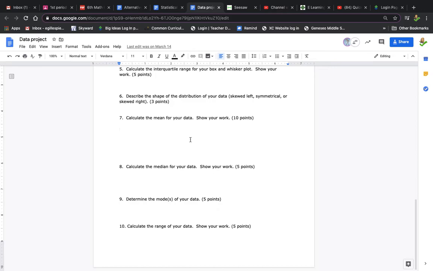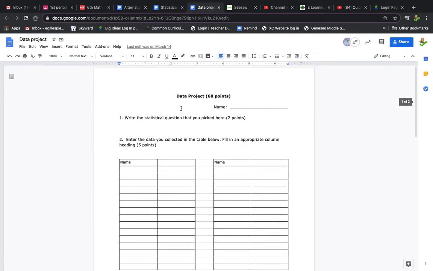Oh, well, I'm adding up all my data and then dividing by how much data I have for the mean. Here, I'm putting my data in order and finding the middle. Here, I'm figuring out which piece of data occurs the most often. Here, I'm finding the range, how far apart that data is. So that's your end of unit project. This is what gets graded. It's worth 60 points.